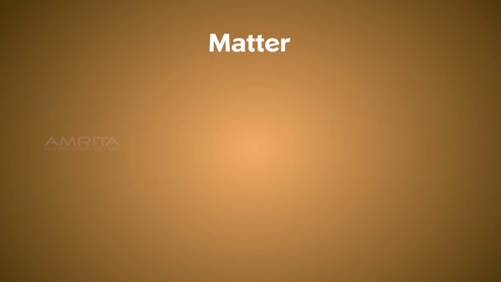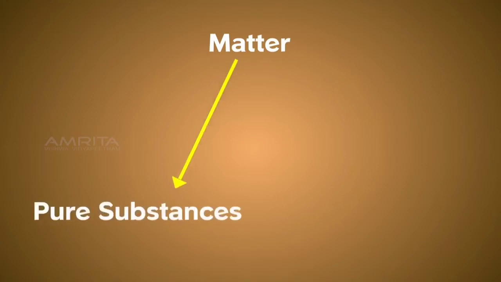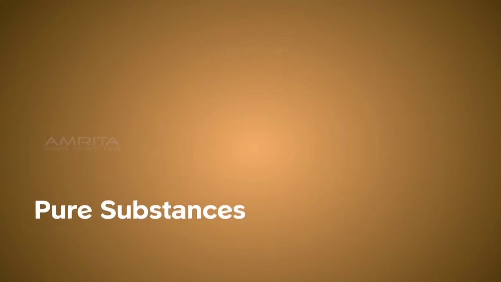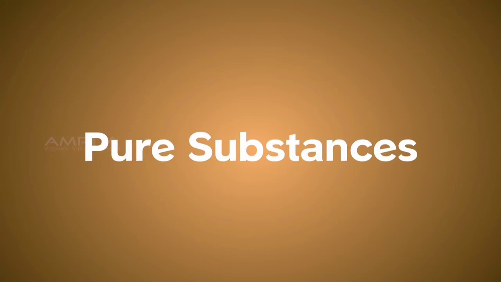Children, in the last module we have learned about different separation methods to separate miscible as well as immiscible liquids. In this module we are going to learn about the types of pure substances. We know that matter in our surroundings is classified into pure substances and mixtures. Pure substances are again classified into elements and compounds based on their chemical composition.